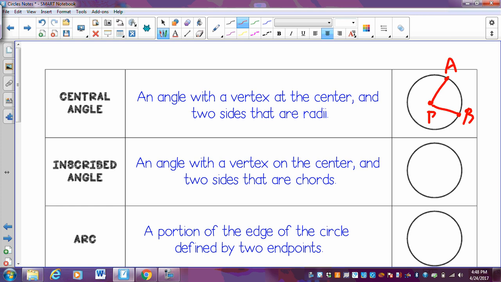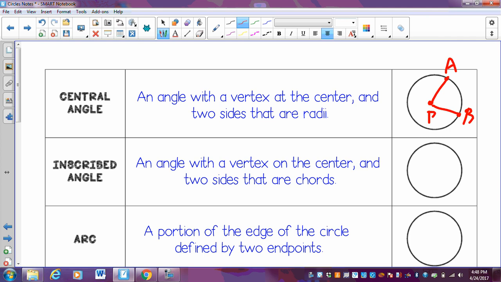And so the central angle has its vertex at point P, which is the vertex of that angle, and it's at the center. And then the two sides of the angle are going to be radii of the circle.